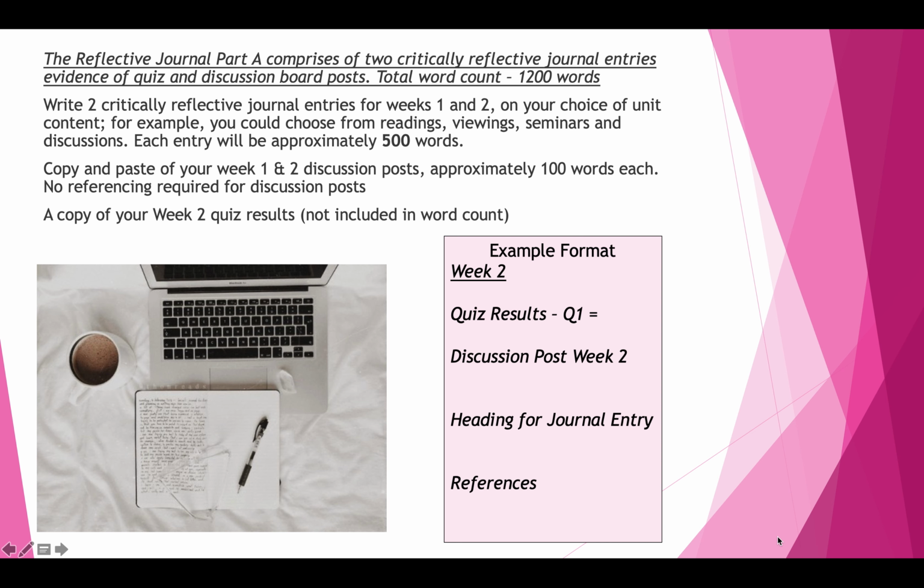The Reflective Journal Part A comprises two critically reflective journal entries and the evidence of the quiz and discussion board posts. So your total word count is 1200 words. An overview of the assignment is you will write two critically reflective journal entries for weeks 1 and 2. So that's one entry for week 1, one entry for week 2 on your choice of unit content.